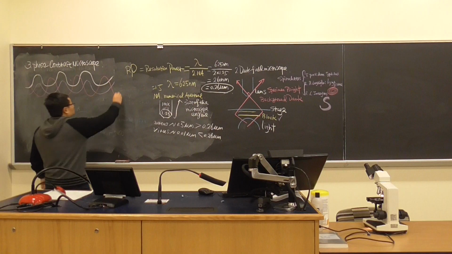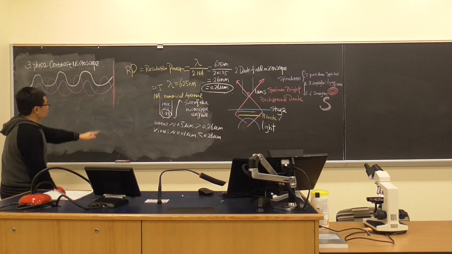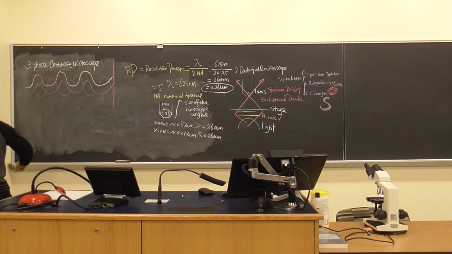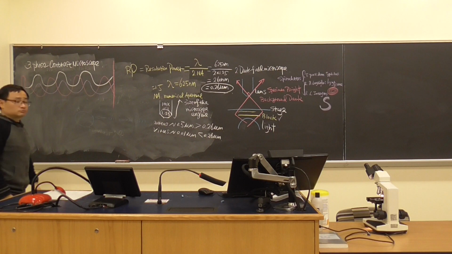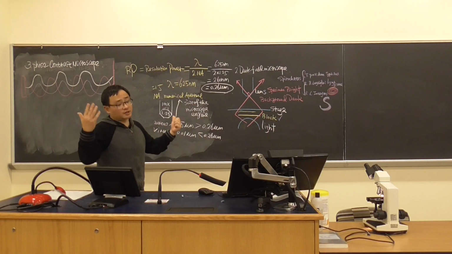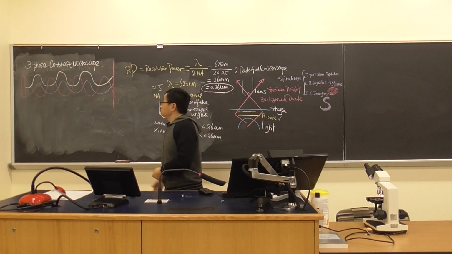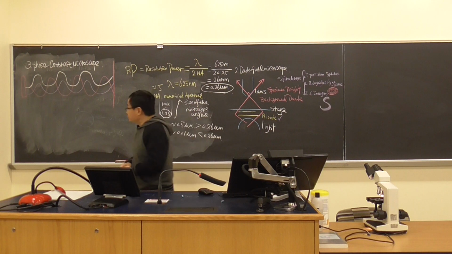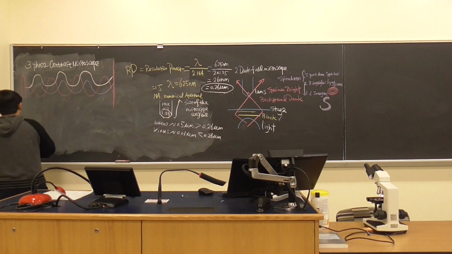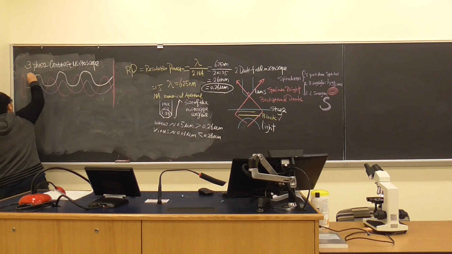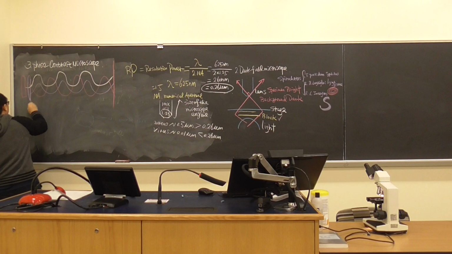Okay, this is your stage. This is the place you can see. This is what normally happens. We're not going to see anything. Let's assume, how do they do it? They put a phase ring around here. They put a phase ring.